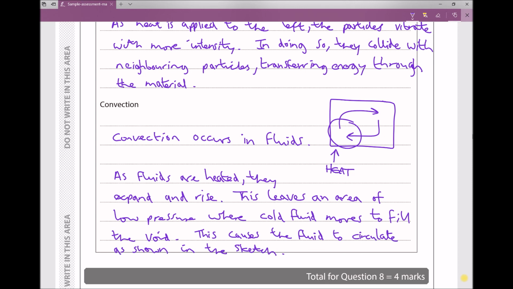So as mentioned there, this question has only been allocated 4 marks. So what you're looking for is 2 distinct points for conduction and 2 distinct points for convection.